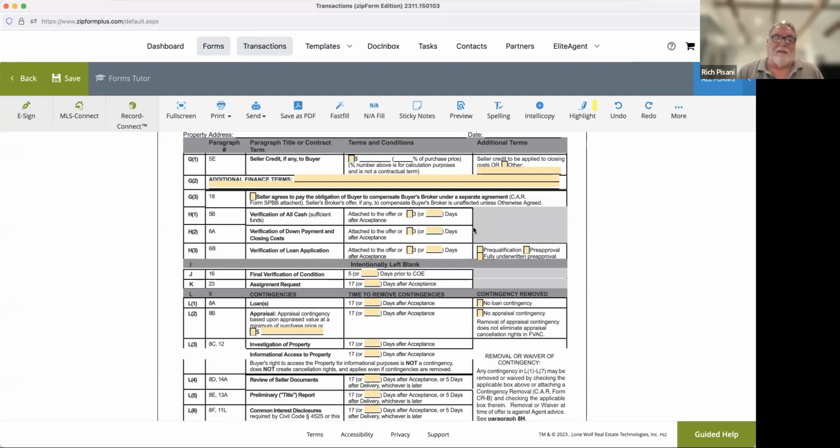And then I want to point out, under appraisal contingency L2, appraisal contingency based upon appraised value at minimum of purchase price. Or if you check that box, then you can put in an amount less than the purchase price.